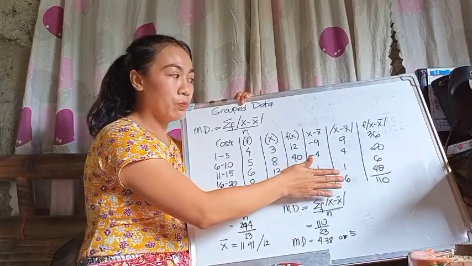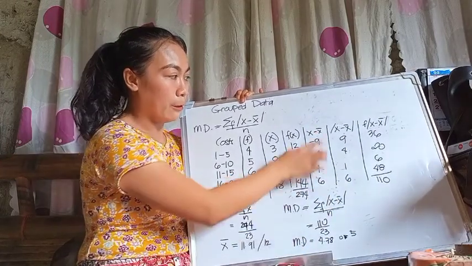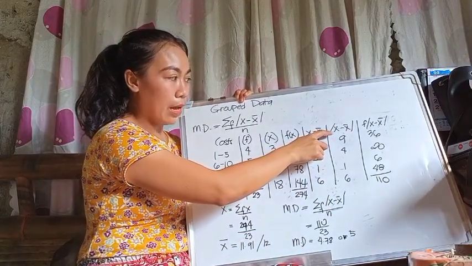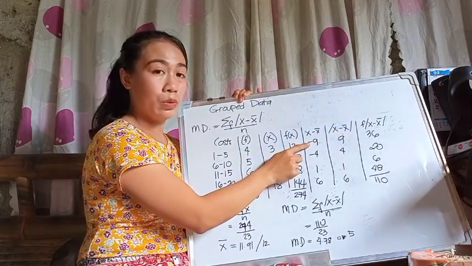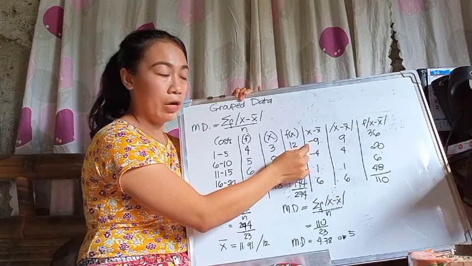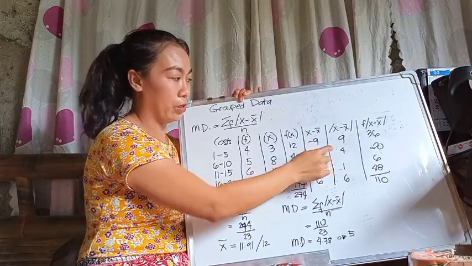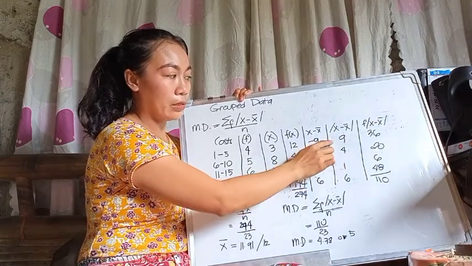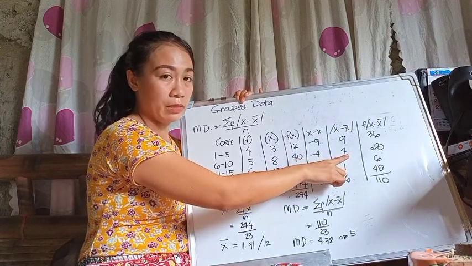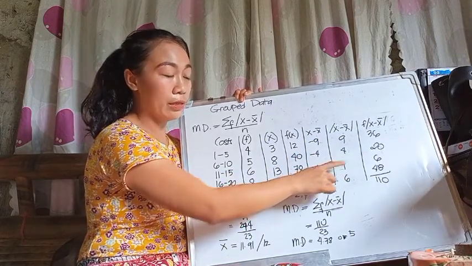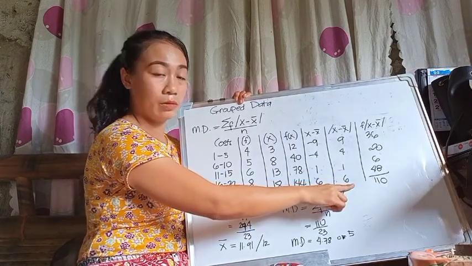So, next step is we have the absolute value of x minus mean. So, we need to turn the negatives here to positive numbers. So, the negative 9 turns to positive 9. Negative 4 turns to positive 4. Positive 1, make it positive 1, and 6 stays 6.